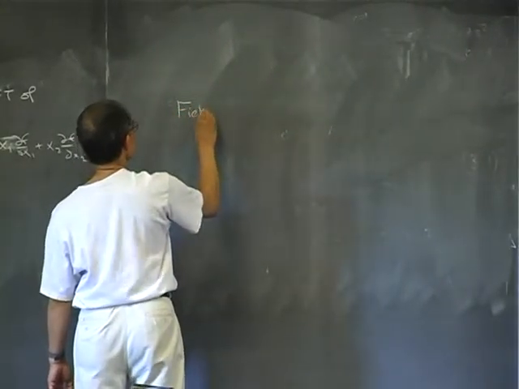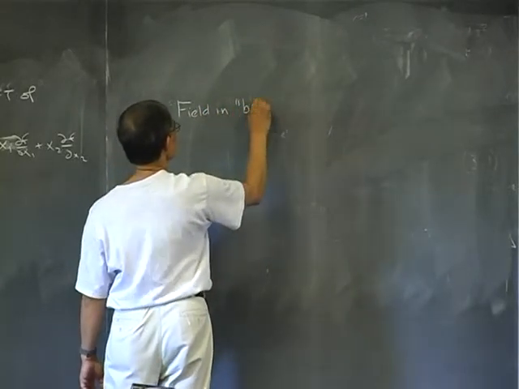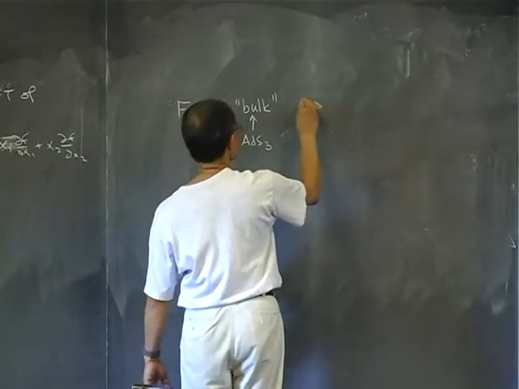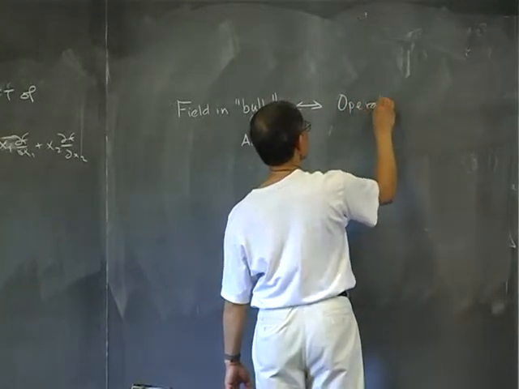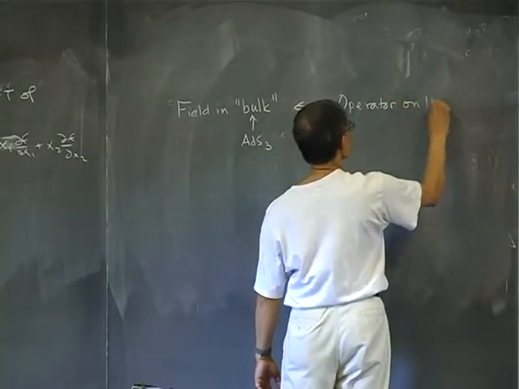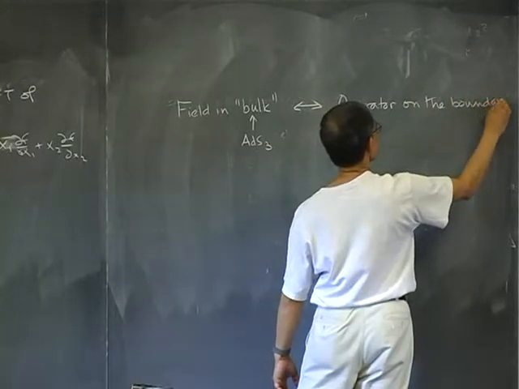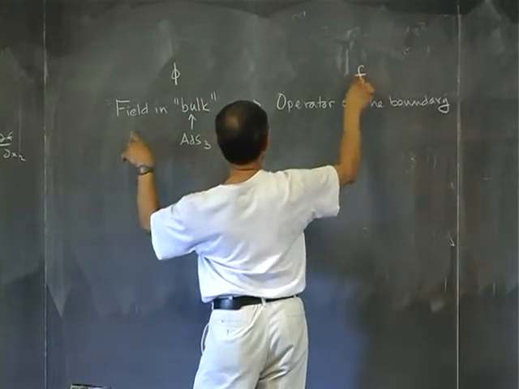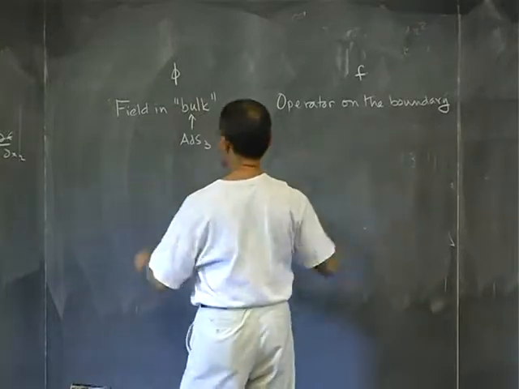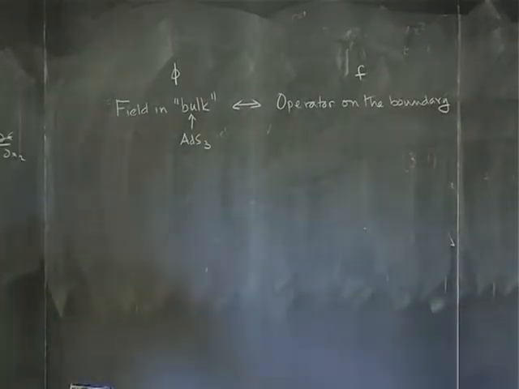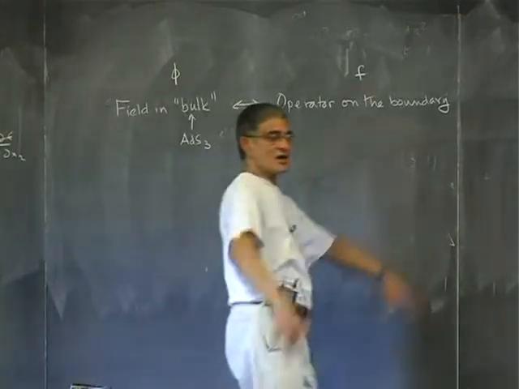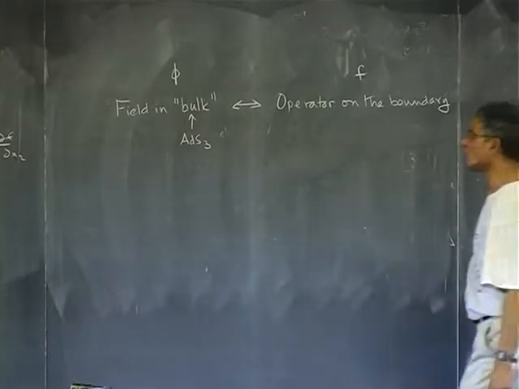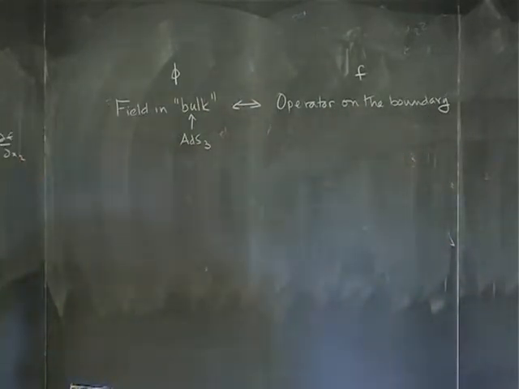Is that there is a field in what I'll call bulk. By bulk means AdS3. There is a correspondence with an operator on the boundary. The field in the bulk is phi, roughly speaking, whatever the operator on the boundary. I'll fix what this operator or coupling or whatever on the boundary, some function on the boundary, which are related by similar symmetry transformations of the group. No physics so far. This is just mathematics.